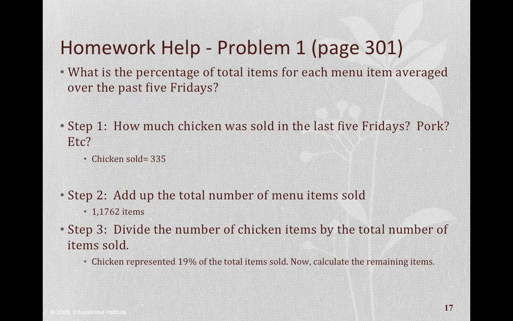1,762 items. I'll leave it to you to add that up, but it should not have an extra little one in there. It's 1,762. And then we're going to divide the chicken sold divided by our total number of items sold. So chicken represents 19% of the total items sold. So make sure you can calculate that correctly, and then you should be able to successfully calculate the rest of them. Remember, you should add up those percentages and they should equal 100.